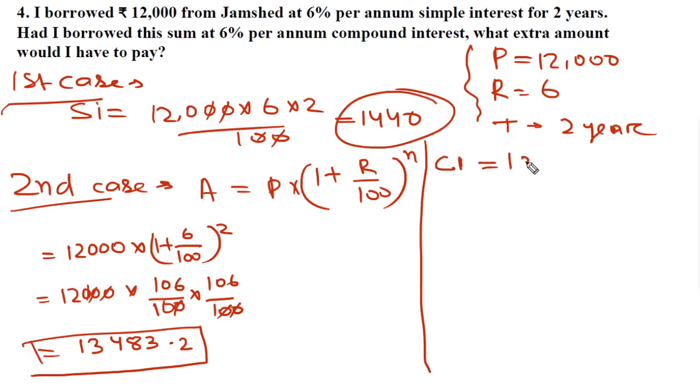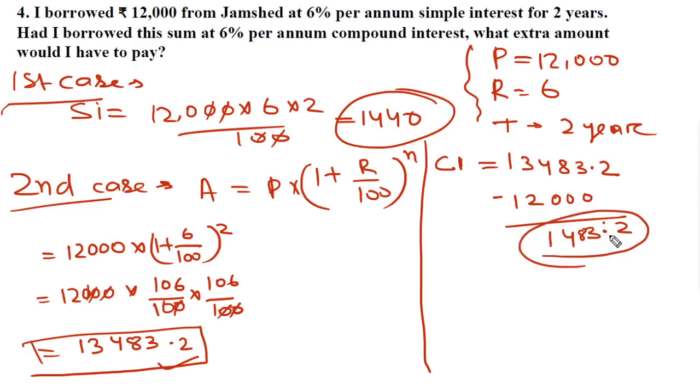So 13,483.2 minus your principal 12,000. So it will be equal to 1,483.2. So this is the compound interest. And what is the simple interest? Simple interest was this 1,440.